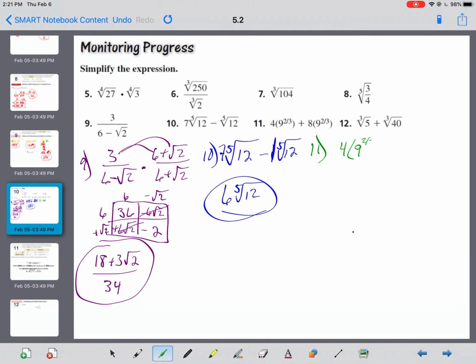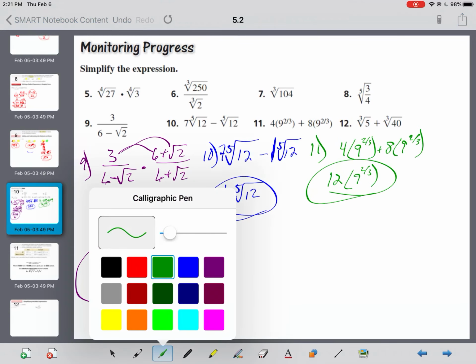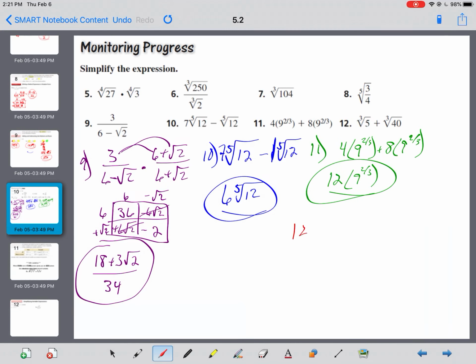4 times 9 to the 2/3 plus 8 times 9 to the 2/3. 4 of them plus 8 of them is 12 times 9 to the 2/3. There isn't a third root of 9, so we are stuck.